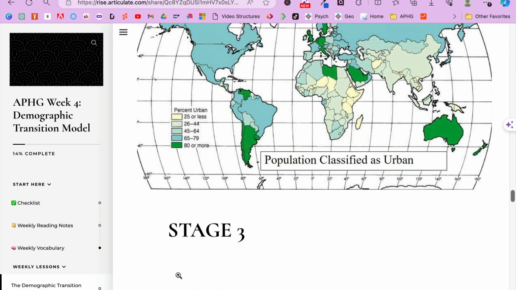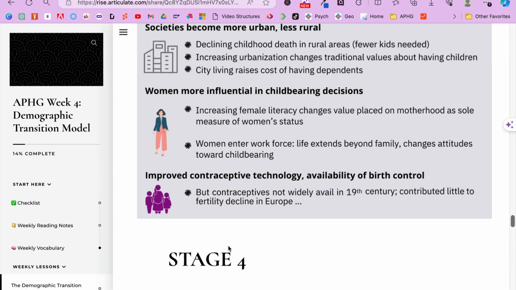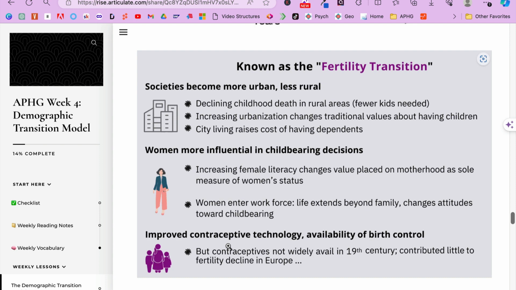All right, so stage three, considered later industrial stage, birth rates come down to meet the death rate. This is known as the fertility transition. As societies become more urban, less rural, it was really useful to have a lot of children before this because in a more agrarian society, the more children you have, the more workers on your farm. A lot of children died young, so that also ensures you're going to have more children.